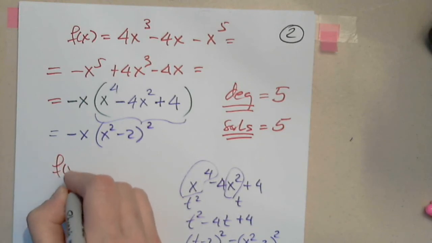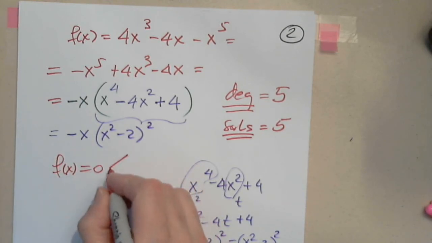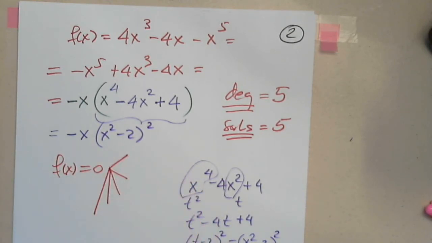So I will set this equal to 0. And I have to find 5 solutions.